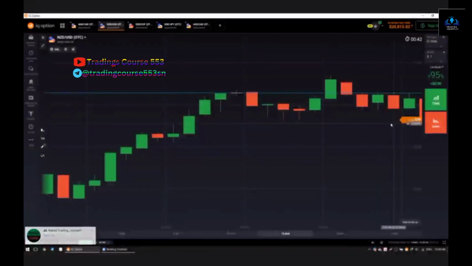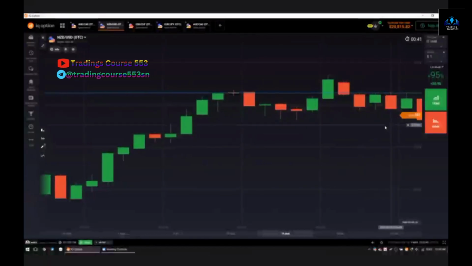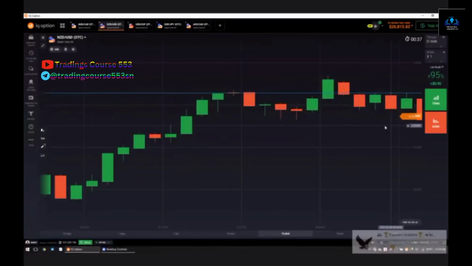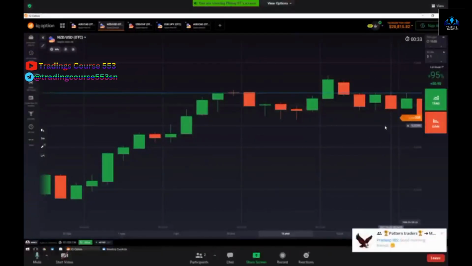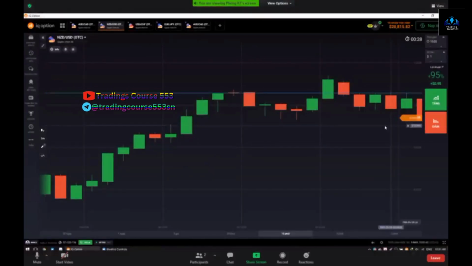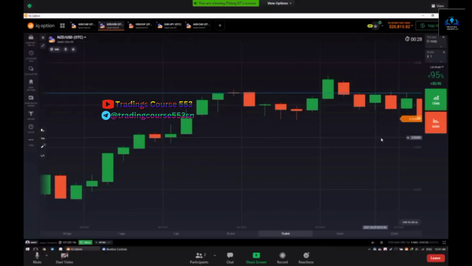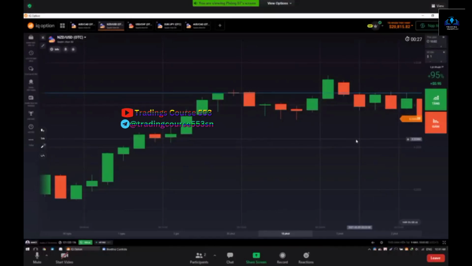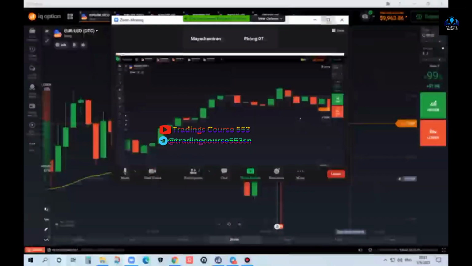If any candle closes at this level, I'm going to get a put. So let's see if I have any put up here. Let's see. I might have a put already. So I missed this chance. Yes, you have to go to this area. This green color is going to boost, right?